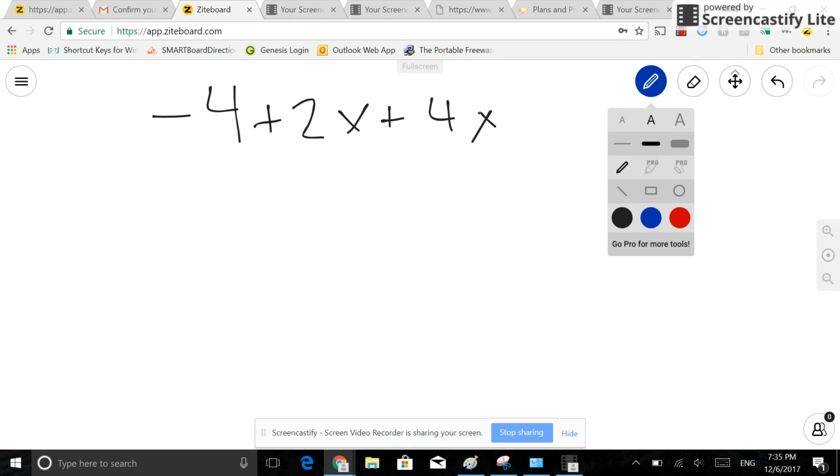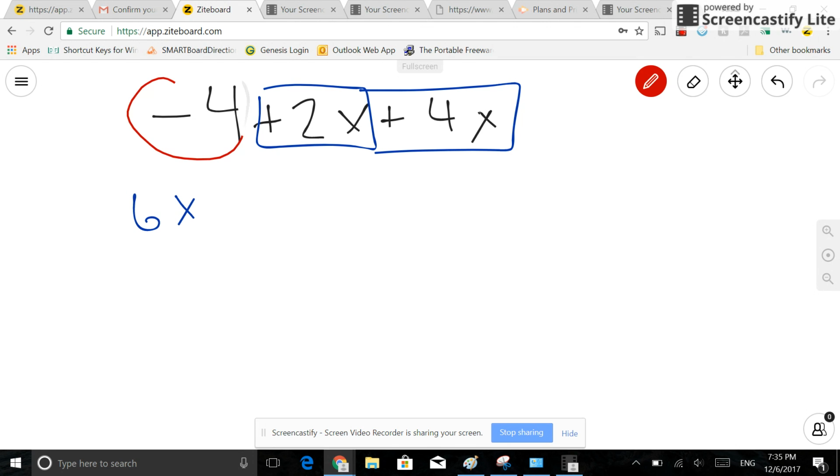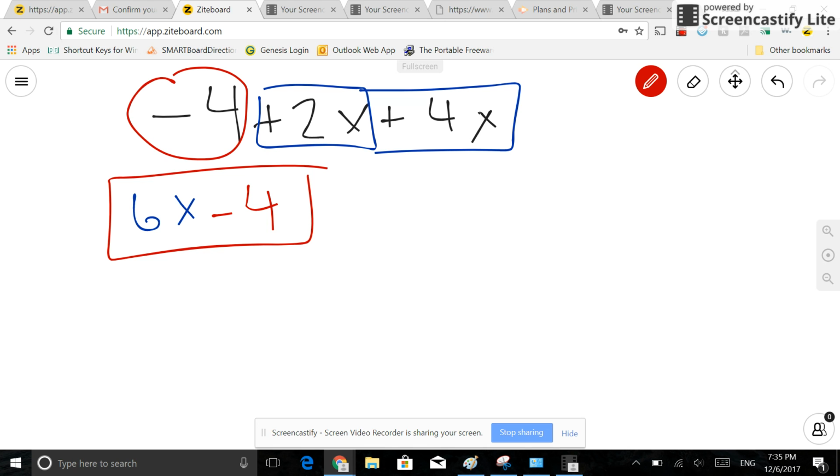So, I have this positive 2x and this positive 4x. Those are considered like terms because they both have x's, and we can actually combine them or just add them. CLT, combine like terms. That's technically just adding your like terms. So 2x plus 4x gets you 6x's. Okay, and then you have this -4, which is alone. You just bring it down. So your simplified expression is technically 6x plus 4, or sorry, 6x minus 4. And you can't go any further than that. Because you can't combine 6x's with this -4 or -4.